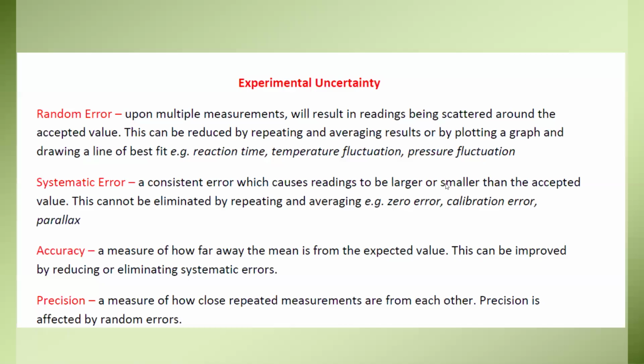So, the experimental uncertainties and the errors which lead to these uncertainties. The first one is a random error. For example, you're performing an experiment to find the resistance of a wire. To work out the resistance of the wire, you connect a voltmeter to measure the voltage, and you connect an ammeter to measure the current.